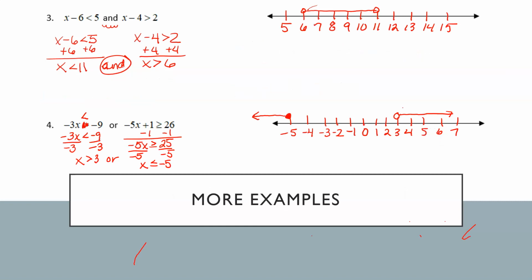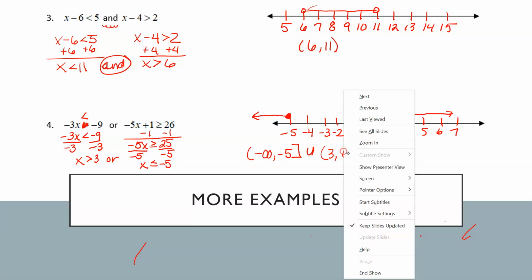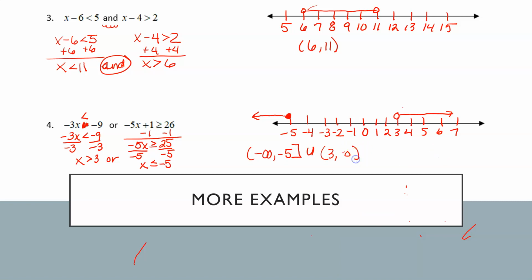All right, so let's just do one more in notation. So this is 6, the parenthesis, and 11 with the parenthesis on this side. That's an and. That's my interval notation. Here on number 4, I have negative infinity because it goes left forever, and then it ends at negative 5. It's closed, so I'm going to bracket it. I'm going to use the union symbol. And then here, I have parentheses starting at 3, going to infinity.